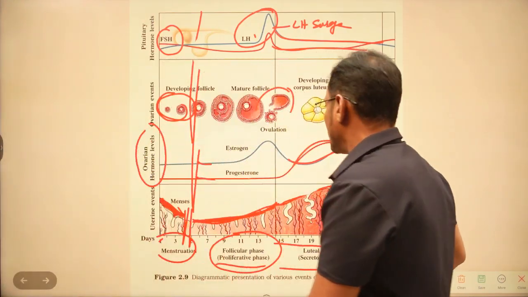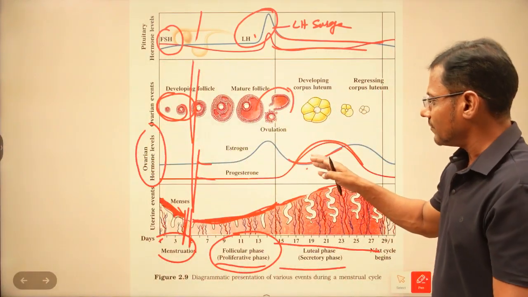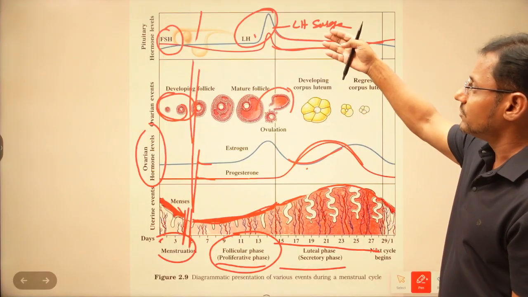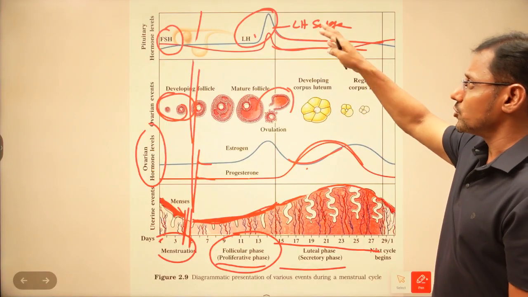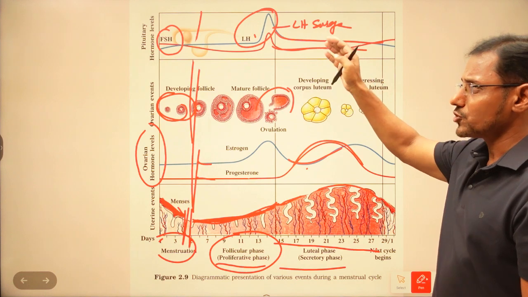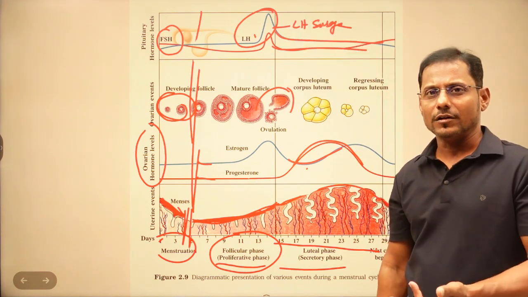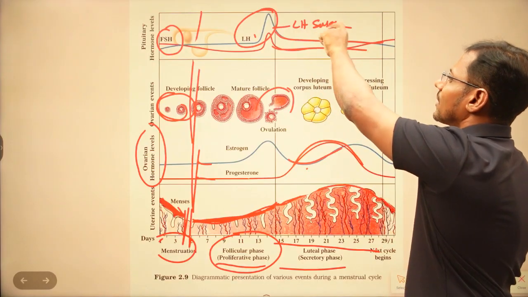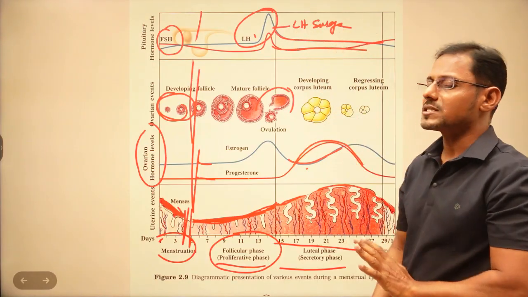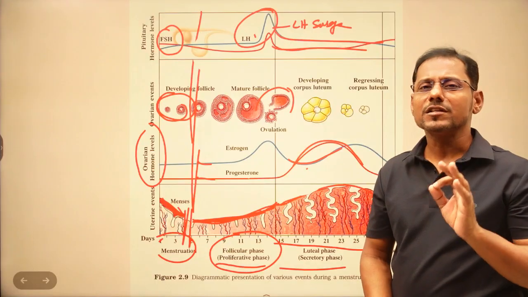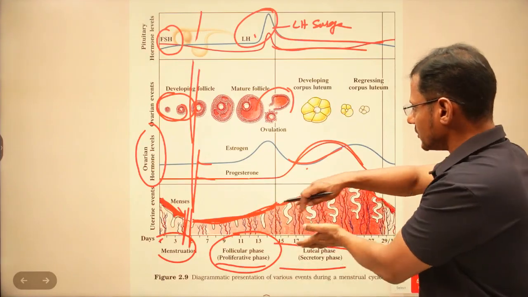In the luteal phase, estrogen and progesterone levels are reaching high, while the pituitary hormones, luteinizing hormone and follicle stimulating hormone, are coming down in the luteal phase or secretory phase. You must remember the levels of the hormones as well as the endometrial changes taking place.